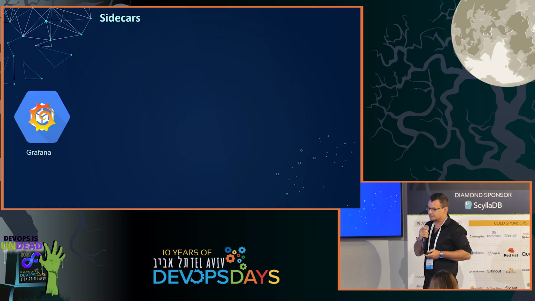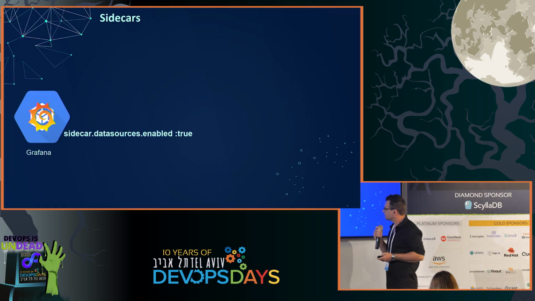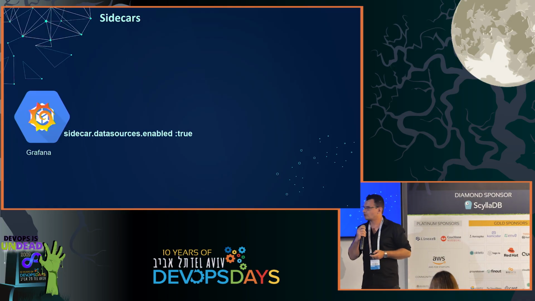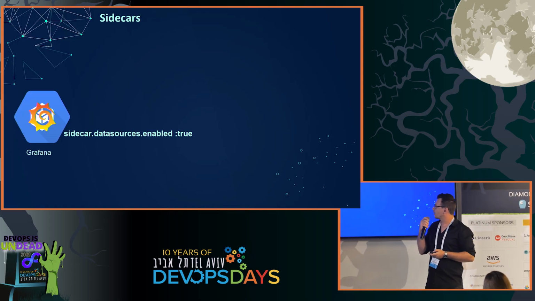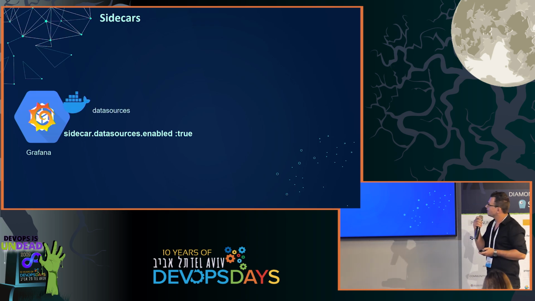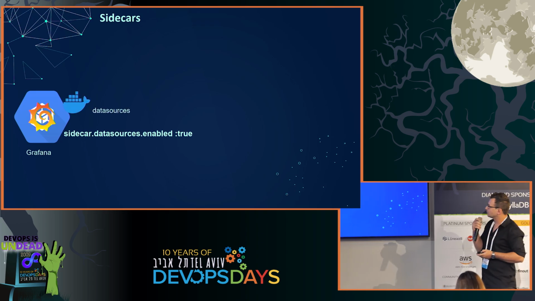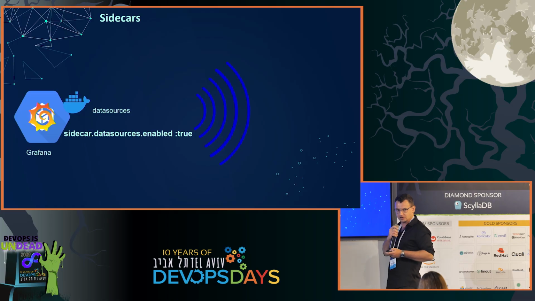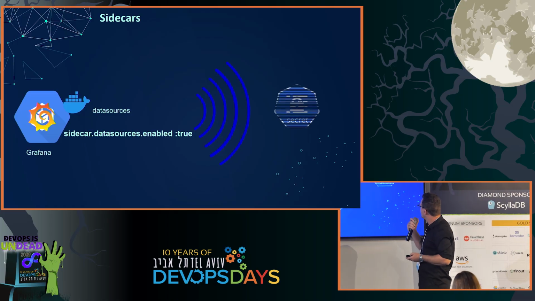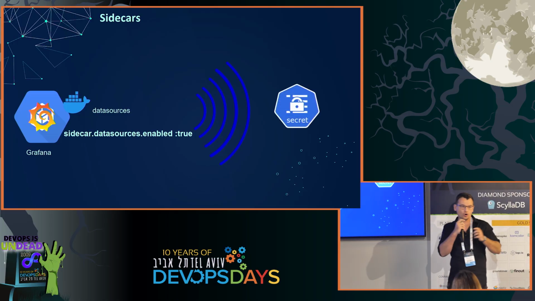Now, what are sidecars in Grafana? In your Grafana pod, if you add in your Helm deployment a flag called sidecar datasources enabled set to true, what will happen? The Grafana pod will create an init container, called datasource, and it will scan your Kubernetes cluster for secrets or config maps.